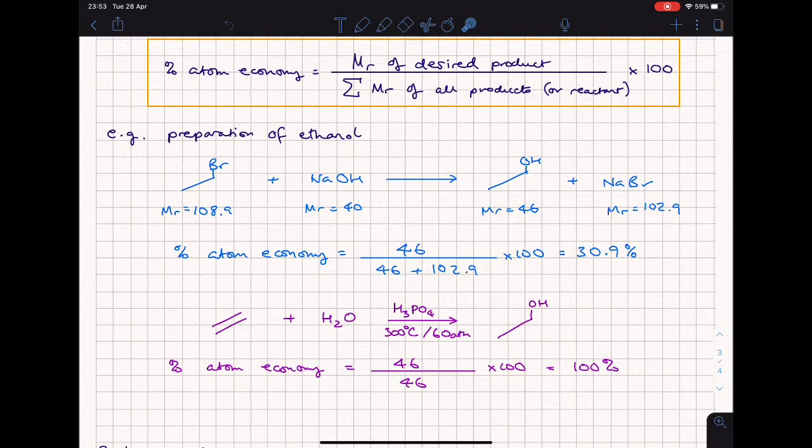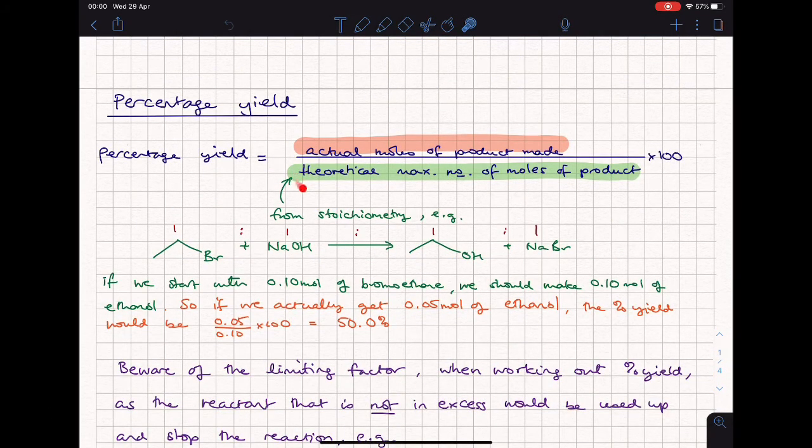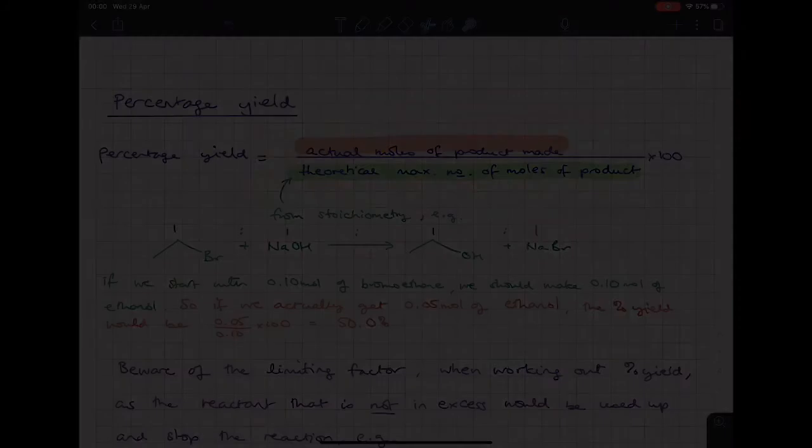However, don't confuse 100% atom economy with 100% yield. You could have a reaction with 100% atom economy like this one here, but the reaction may be reversible. So not all the reactant particles may convert to products, and some of them may revert back to the reactants. And therefore we get lower than 100% yield because we're not getting the maximum number of moles of products produced, as not all the reactant moles are converted to the products.